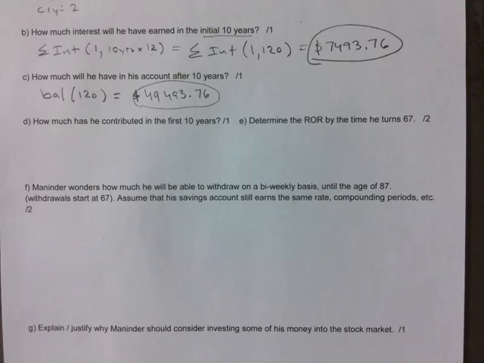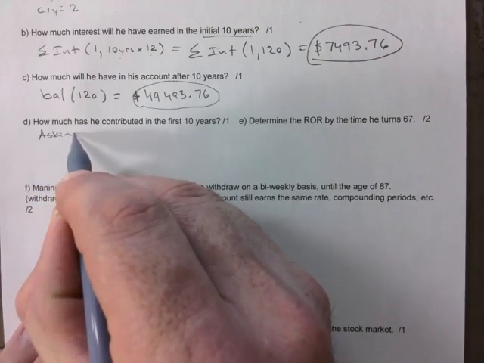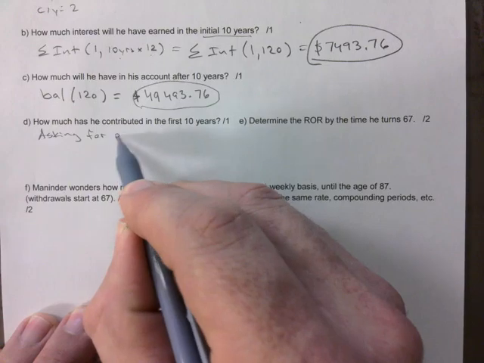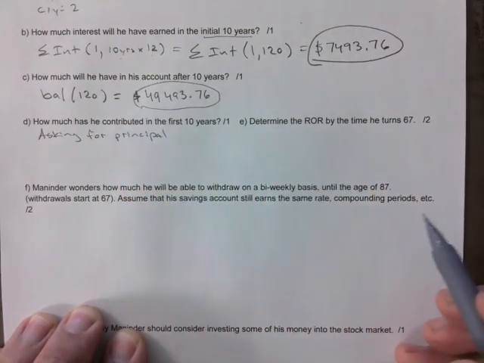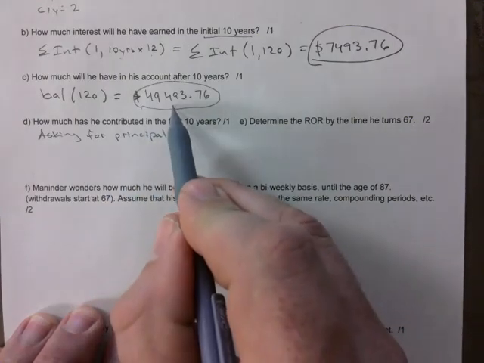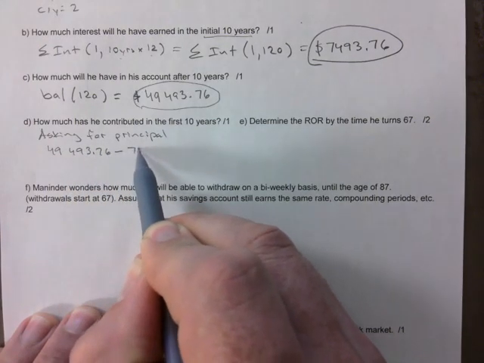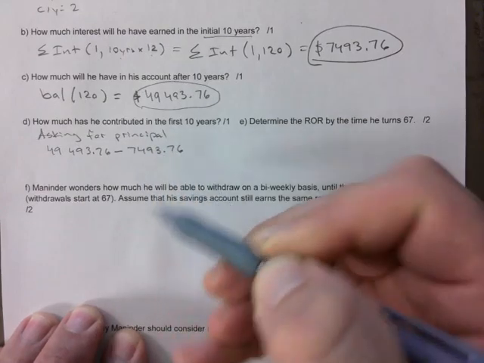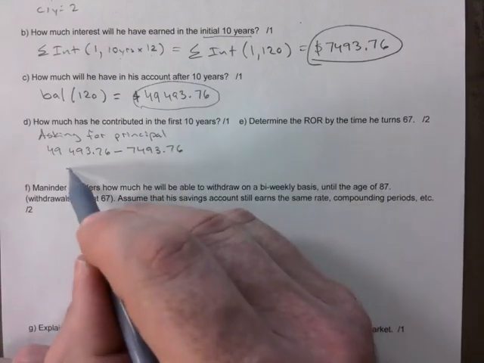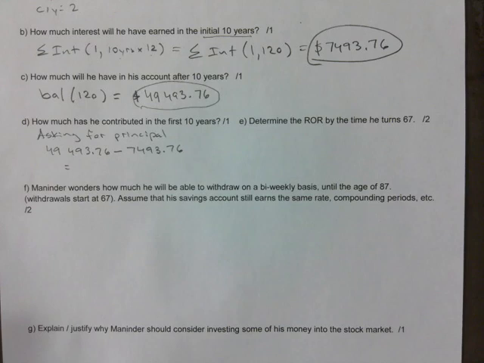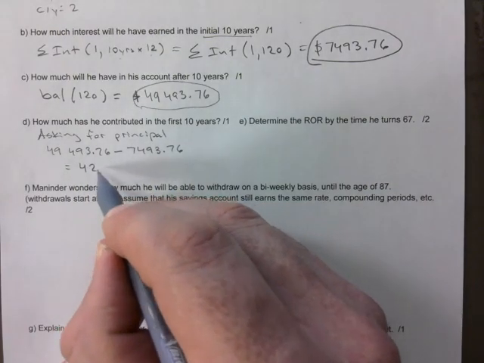How much has he contributed in the first 10 years? Asking for, what's that word? Principal. Okay. So in this case, it's simply 49,493. I kind of built this up for you. You take away these two, and you get, let me just do the math here. This is going to be wrong. Hold on one second. 42,000.